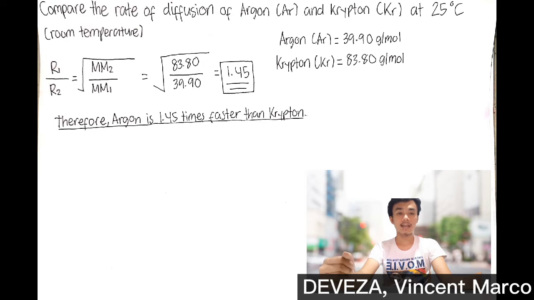So we need to divide 83.8 by 39.9. The square root is equal to 1.45. It is already rounded off to the nearest hundredths. So therefore, argon is 1.45 times faster than krypton.